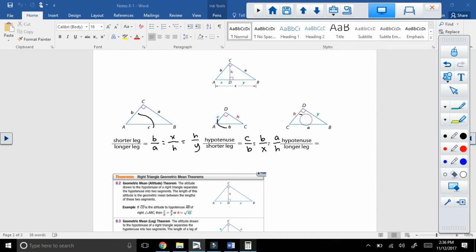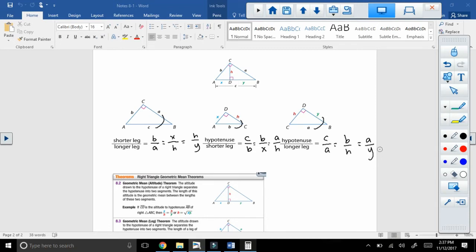And then this last one, it says the hypotenuse to the long leg. So that is going to be the hypotenuse to the long leg, C over A, B over H, and A over Y.